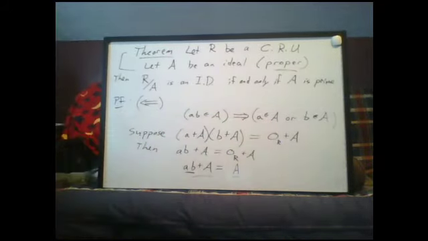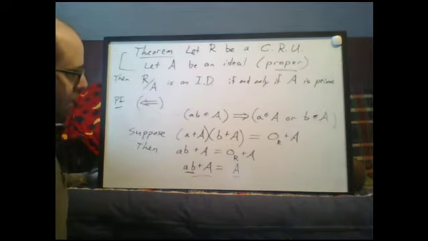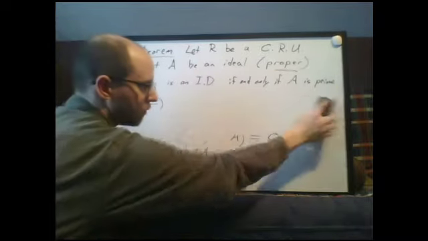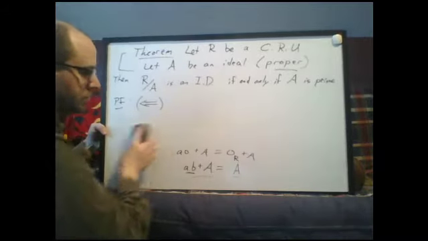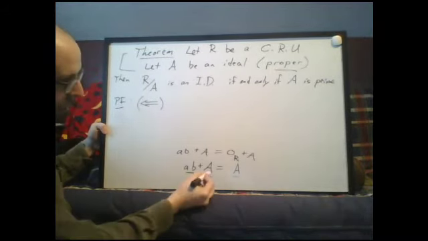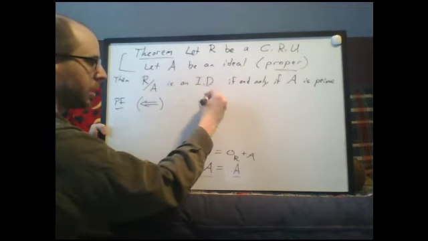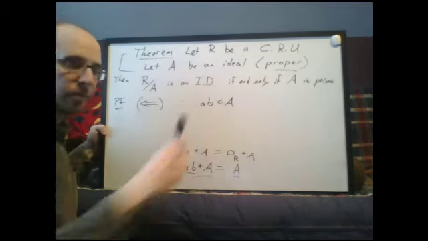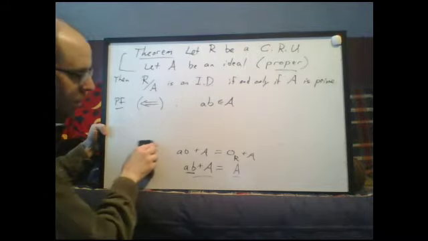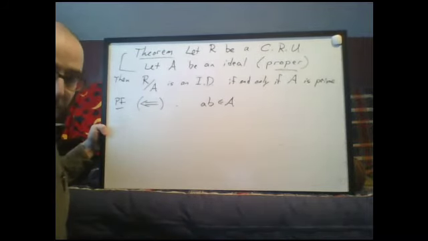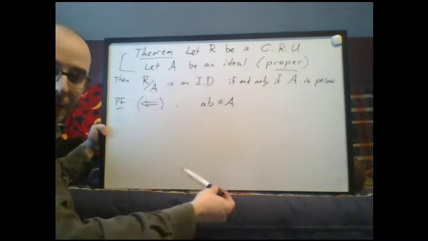This is unfortunate. You've got it in front of you, hopefully, so let me just erase. ab plus A equals A. That tells us that ab is an element of A, because it gets absorbed into the A, so it has to already be an element of A.